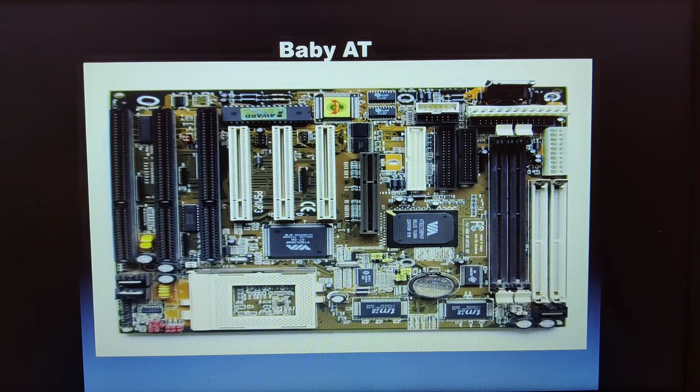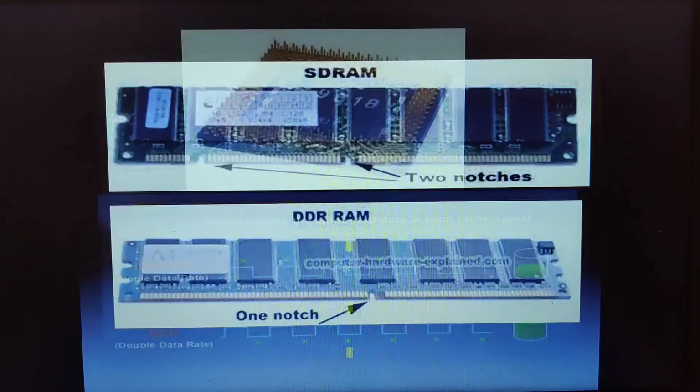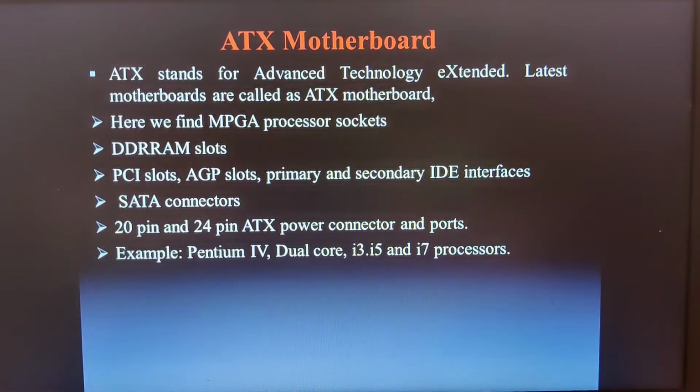Now let us discuss the last type of motherboard, that is the ATX motherboard. The ATX motherboard stands for Advanced Technology Extended. These are the latest motherboards that most computers are using nowadays. It consists of an MPGA processor socket, that is a micro pin grid array processor socket. Now it also has double data rate random access memory.